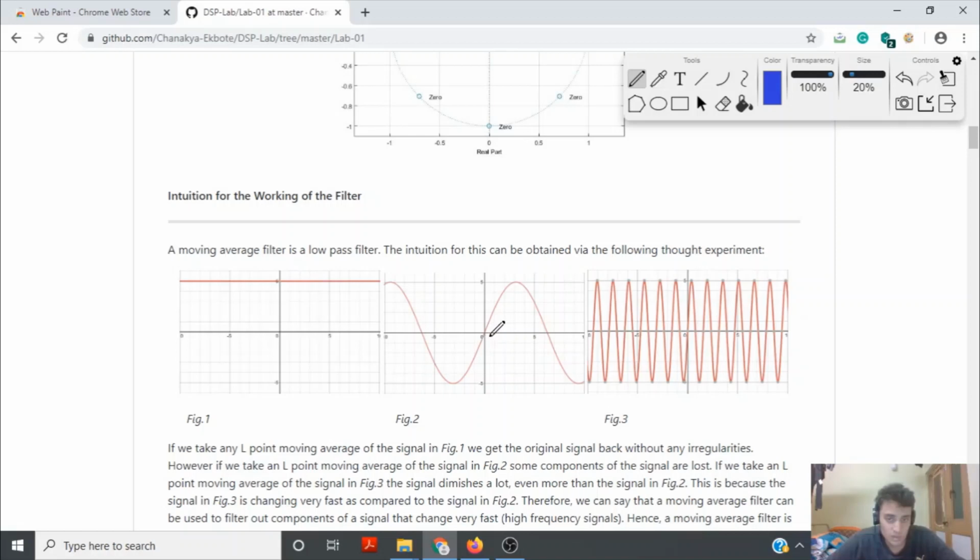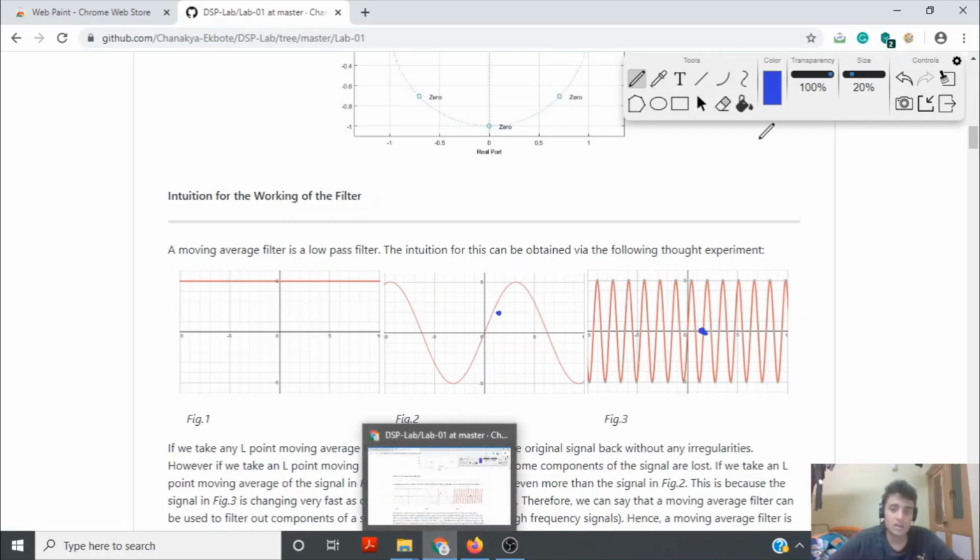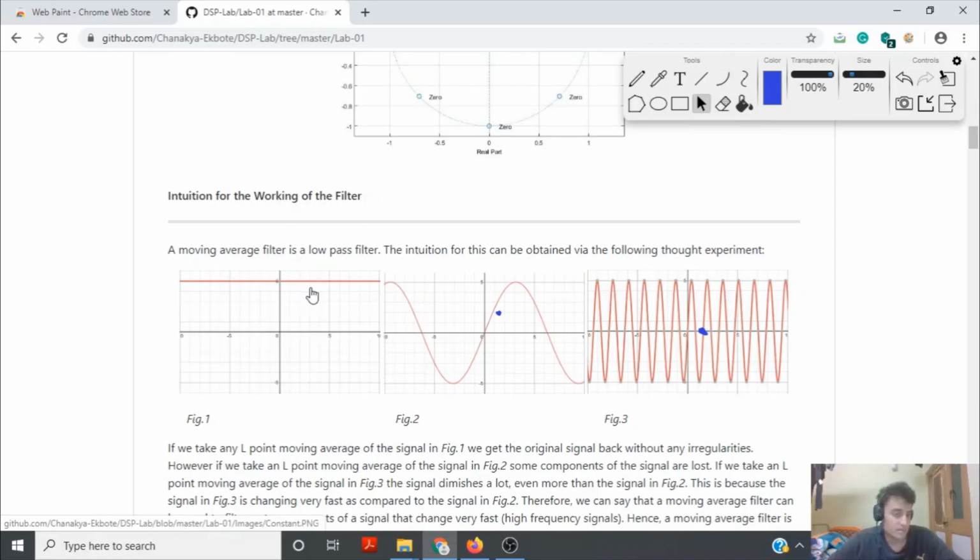But if I do the same thing with these 3 values, I get a value that is less than this particular value. I get a value that's somewhere here. And if I take these three values, I'll probably get a 0. Now, what is the difference between this signal and this signal? Well, this signal is 1, which has a frequency of 0. The signal in figure 2 has a frequency higher than that of figure 1, but less than that of figure 3. Whereas from the third experiment that we have seen, the average taken at a particular point is decreasing as the frequency increases. Hence, it is a low pass filter.